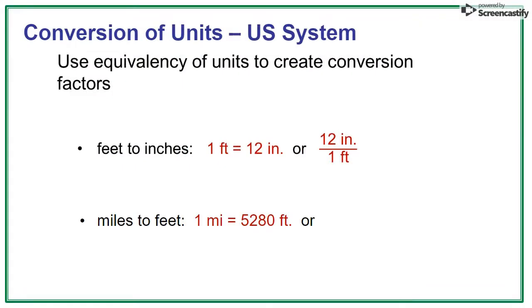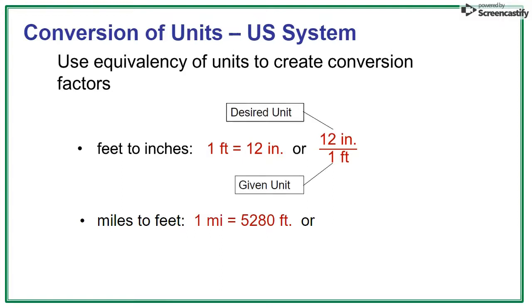The same concept of unit conversion applies to U.S. customary units. Conversion factors are based on equivalencies. Once you've identified the equivalency involving the given units and the desired units, create a ratio or fraction with the desired units in the numerator and the given units in the denominator.